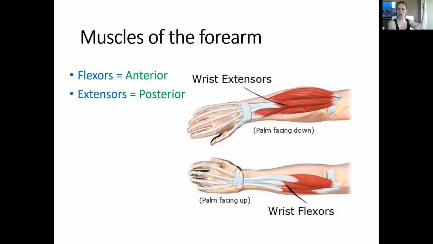So flexors, if you think about your forearm right here, if you are flexing your wrist, decreasing the angle at the wrist, the tension for that is going to be felt on the front part of your forearm right here. So these muscles on the front of your arm, the anterior side of your arm, those are going to be your flexors, where if you're extending, you're going to feel the tension, the work on the back side of the arm. So the back side of the arm, the posterior side, that is going to be your extensors. So flexors will be on the anterior side and extensors will be on the posterior side.